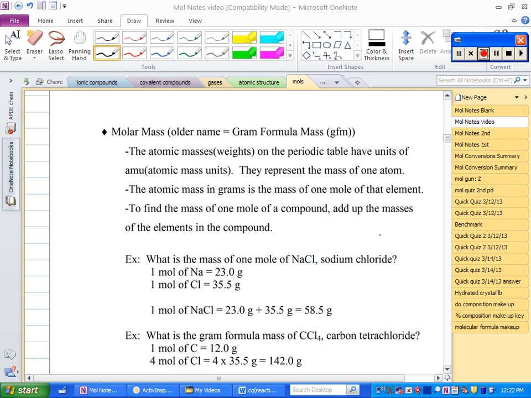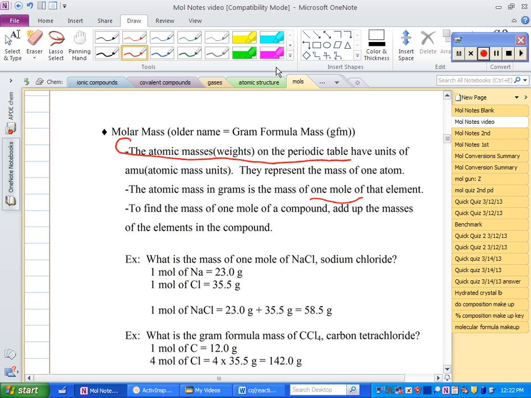All right, this is molar mass, which is the second set of notes for moles and chemical quantities. What we are doing in this is molar mass. We are going to take those atomic masses from the periodic table, which are units of atomic mass units, and that would be one atom. But we want 1 mole of that element.